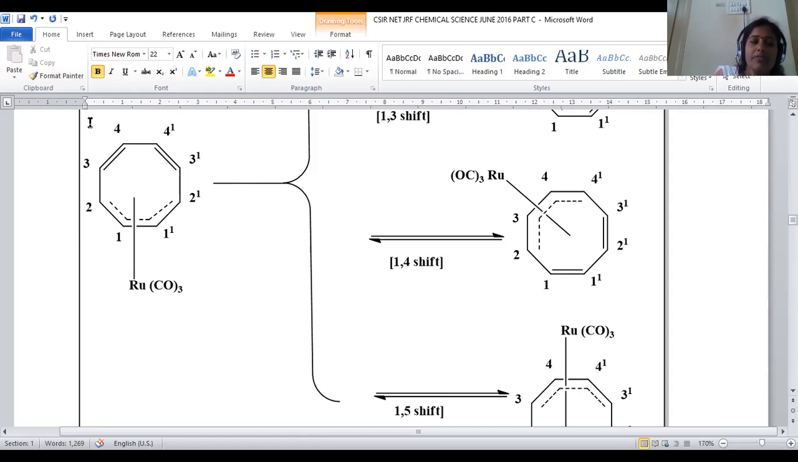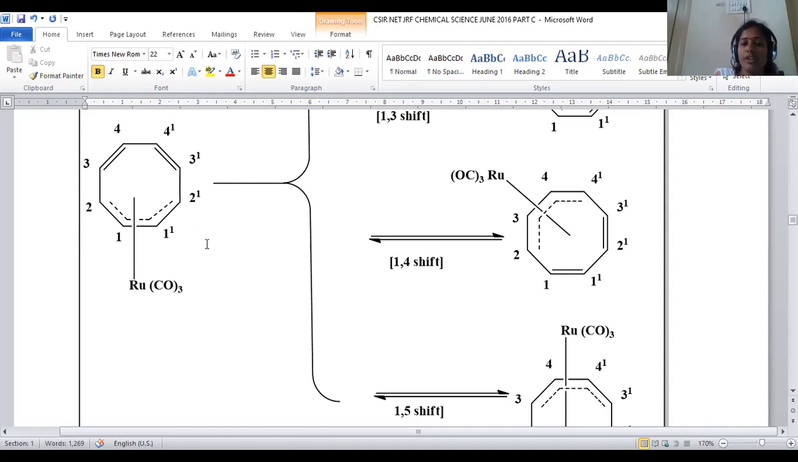That's the reason why we are numbering the cyclooctatetraene in this manner. 1, 2, 3, 4 is given for one side. 1 prime, 2 prime, 3 prime, 4 prime is given for the other side. So we have to depict this under normal condition, that means 23 degrees centigrade. What happens at room temperature? All bonds are equally delocalized, so all the protons are equivalent. Hence, we can say all give only a single signal.